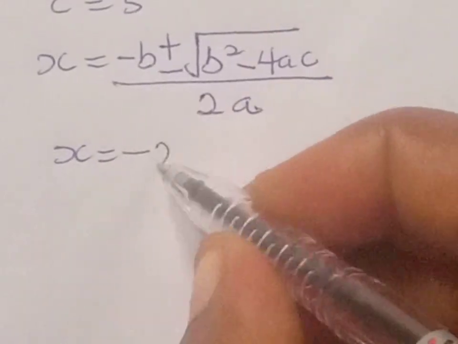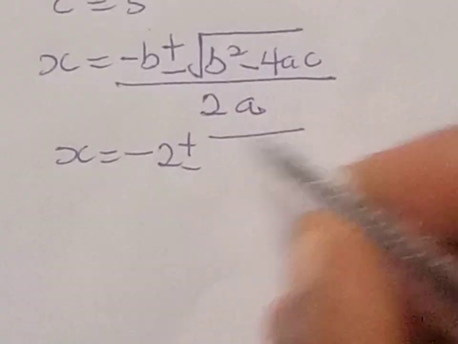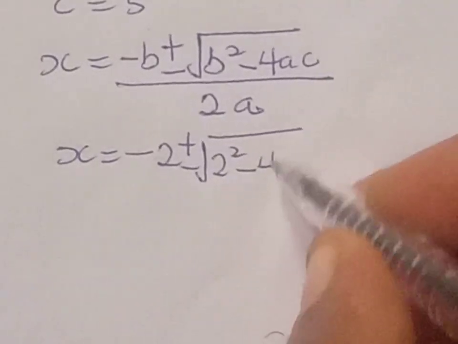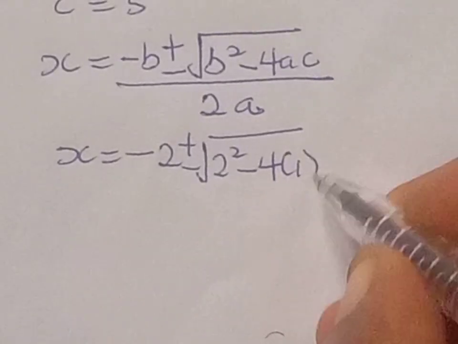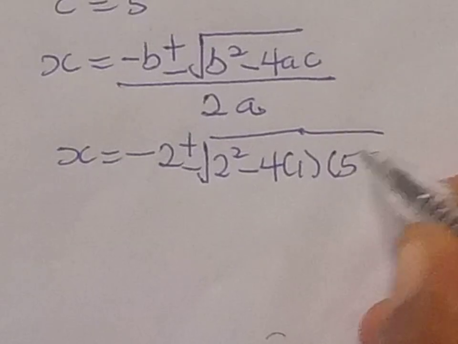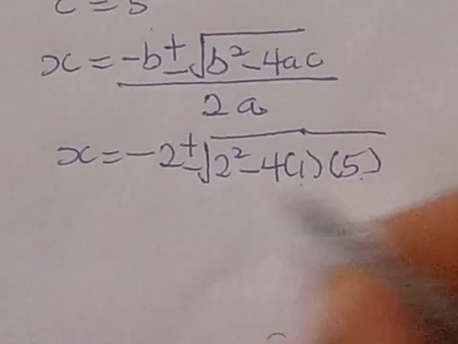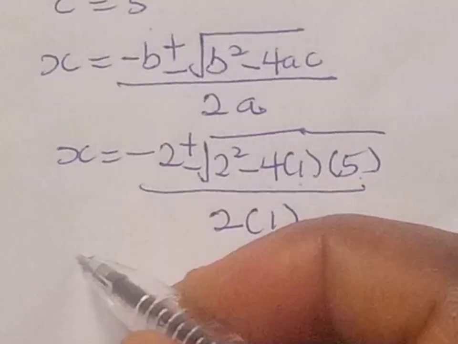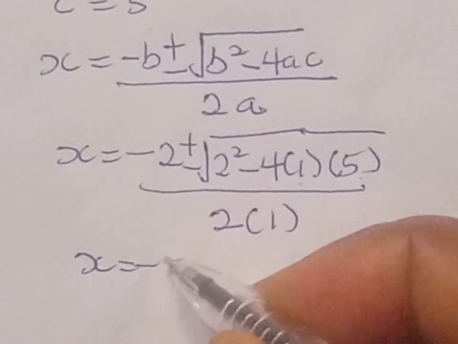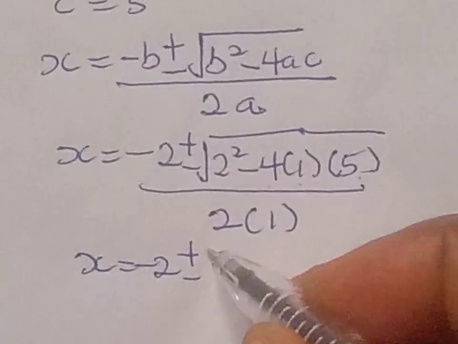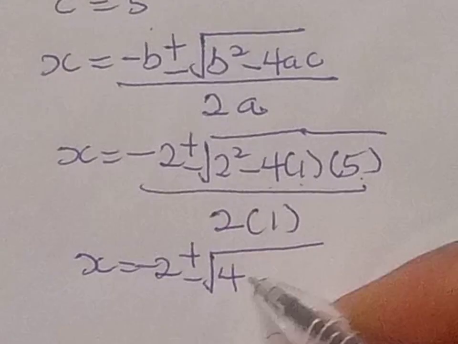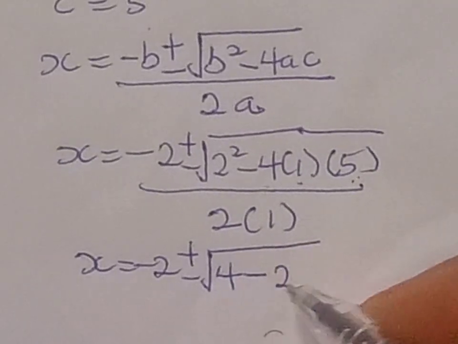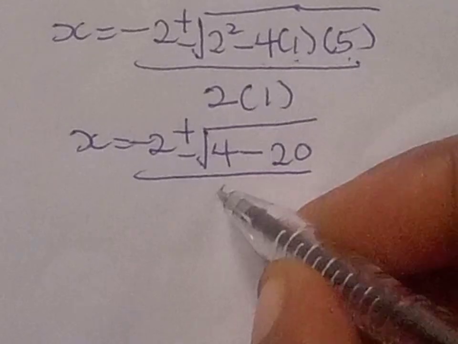Which gives us x equals minus b, which is what? 2. That is minus 2 plus or minus square root of b squared, which is what? 2 squared, minus 4. Our a is 1 and our c is 5. So 4 times 1 times 5, divided by 2 times 1, which gives us x equals minus 2 plus or minus square root of 4 minus 4 times 1 times 5, 20, minus 20, divided by 2.